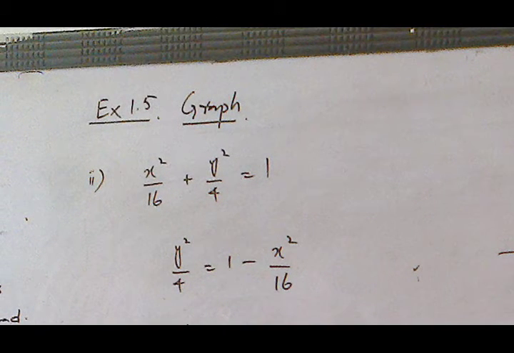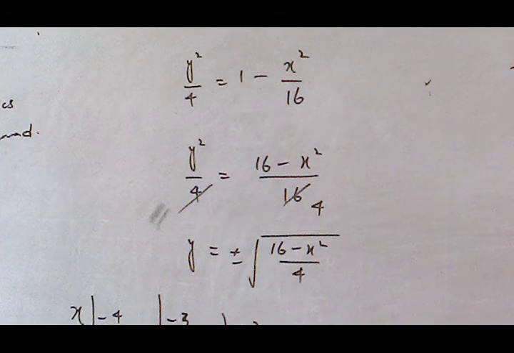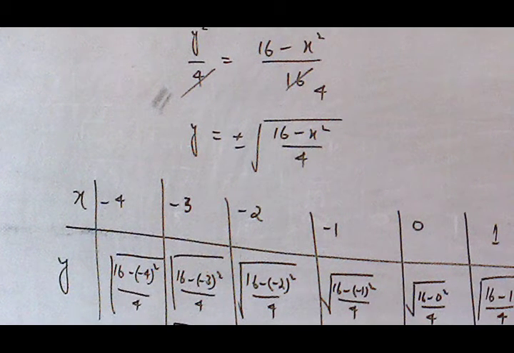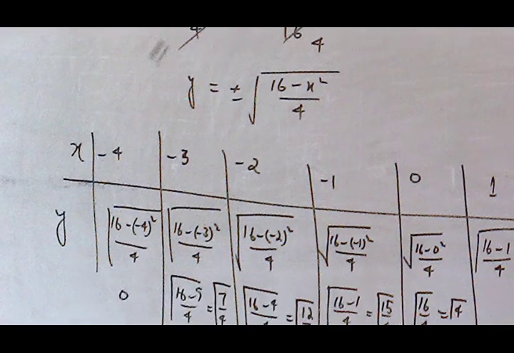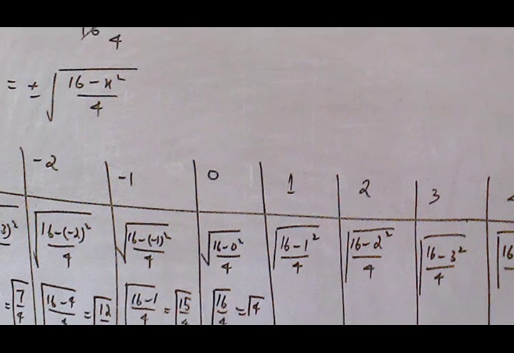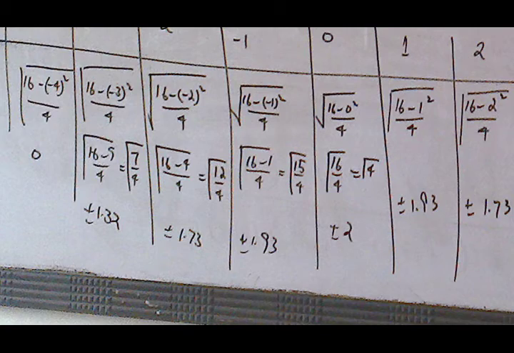For the second part, first of all we separate these values. We make the explicit form: y is equal to plus minus square root of 16 minus x square, over 4. Its domain is minus 4 to plus 4. If we put any value greater than 4 or less than minus 4, it gives an imaginary value. So we put the values between 4 and minus 4. When we put these values and simplify, these are the solutions.